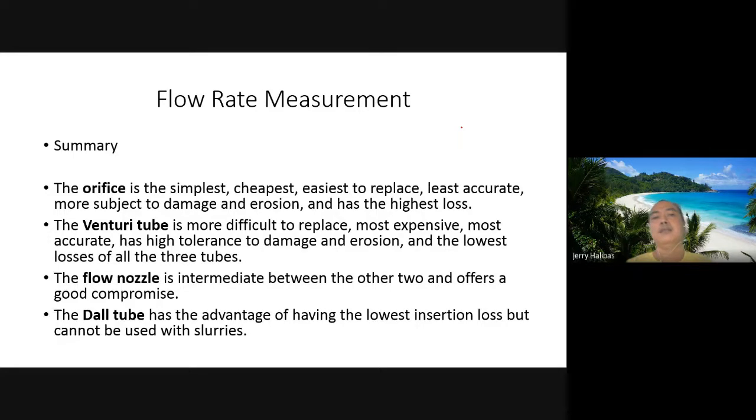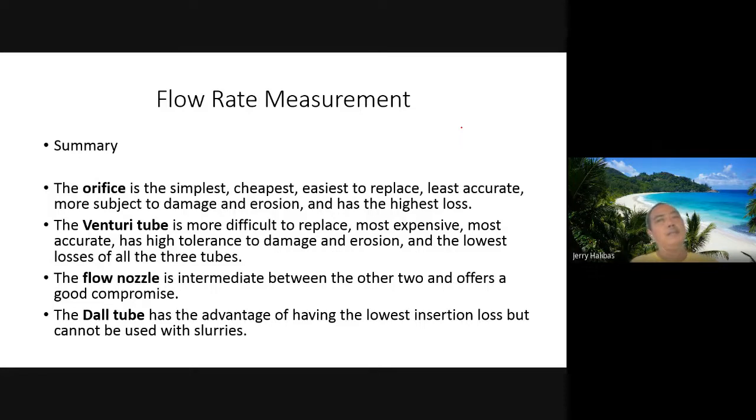So this is the summary, among this differential pressure technology. The orifice is the simplest and the cheapest and the easiest to replace, least accurate, more subject to damage and erosion, and has the highest loss. Then venturi tube is more difficult to replace, most expensive, most accurate, has a high tolerance to damage and erosion, and lowest losses among the tubes. Then the flow nozzle is in between, between the Dall tube. That has the advantage of having the lowest insertion loss, but cannot be good with slurries.